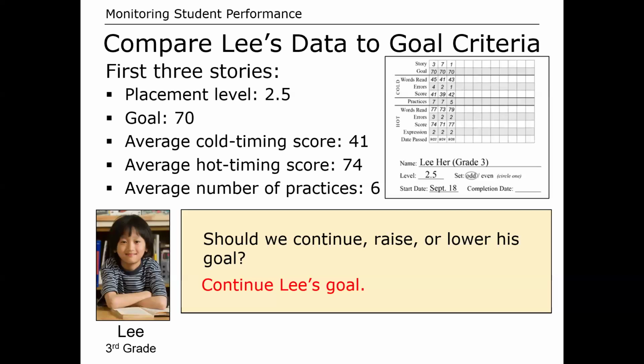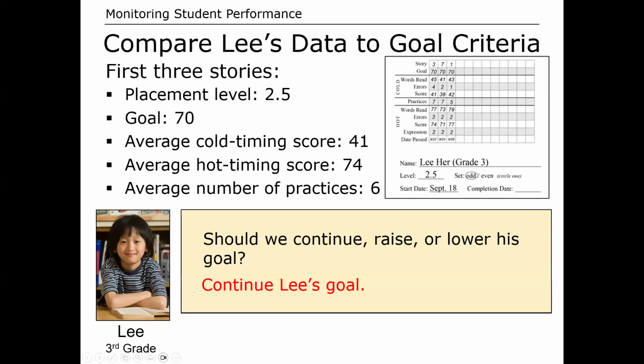In fact, most of your students after 3 stories, most of them are probably in the right spot and will keep going, probably more than half of them. And then you'll have some who need a higher level and a couple who need a higher goal, but most of them will be like Lee, who after the first 3 stories, you realize, yep, placement day was right. We got the right level and story goal for him off the bat.